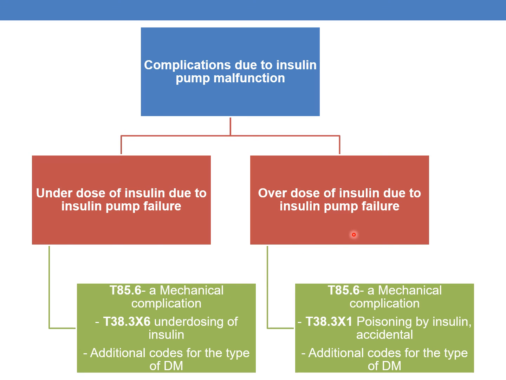For overdose, the codes are, the first is the same, T85.6, a mechanical complication, followed by T38.3x1. For underdosing, it is 3x6. For overdosing, it is 38.3x1, poisoning by insulin, accidental. Followed by additional codes for type of diabetes mellitus.